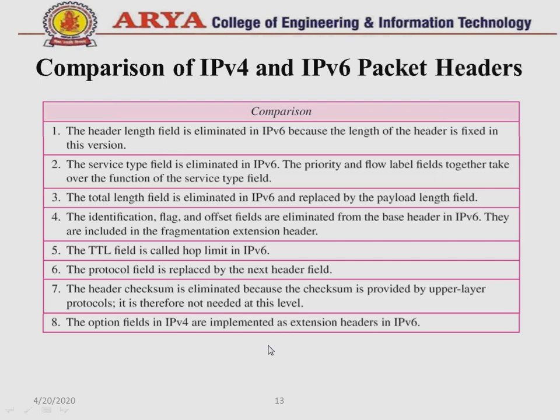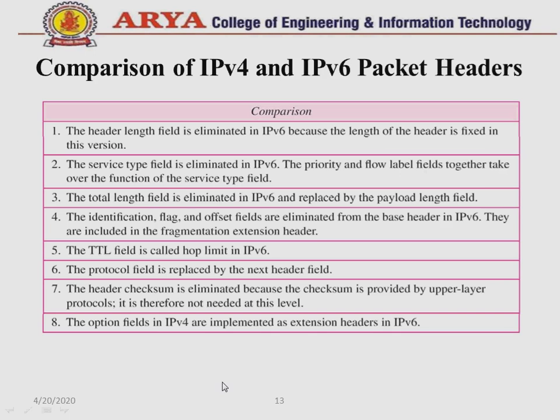Now this is important, that is the comparison of IPv4 and IPv6 packet headers. This is also asked in the examination: give the comparison between the headers of IPv4 and IPv6. So you can see the comparison here. The header length field is eliminated in IPv6 because the length of the header is fixed in this version. The service type field is eliminated in IPv6 as the priority and flow label fields together take over the function of the service type field. The total length field is eliminated in IPv6 and replaced by the payload length field. The identification, flag and offset fields are eliminated from the base header in IPv6. They are included in the fragmentation extension header.